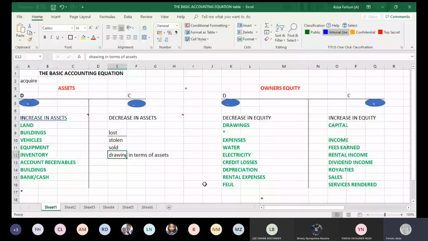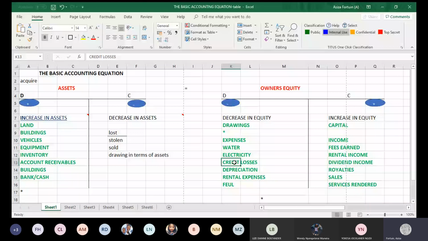Buildings, bank. Then we go to equity. Equity is divided into, on this side, under my debit, everything that makes me poorer. And on this side is everything that makes me richer. My wealth increases, my equity increases. On this side, if I pay my water, my electricity, it makes me poorer. If I wrote off credit losses, people that didn't want to pay me, it makes me poorer. Depreciation reduces my asset and makes me poorer.